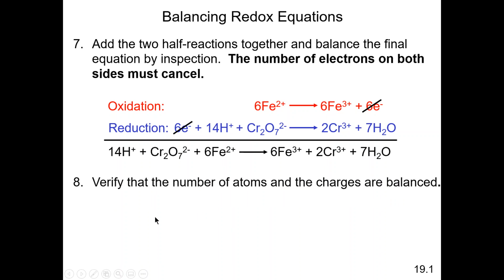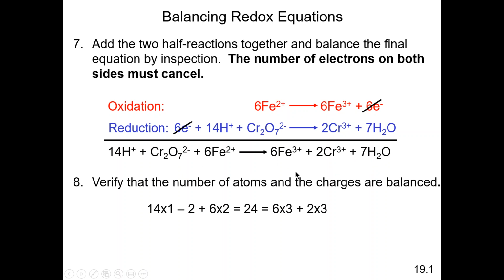So if you check this out, you'll see that you have 14 hydrogens here, 7 times 2, 14 hydrogens. So the hydrogens are okay. You have 2 chromiums here, 2 chromiums here, so that's okay. We have 7 oxygens here, 7 oxygens here, that's okay. And then finally, we have 6 iron here, 6 irons here, that's okay.